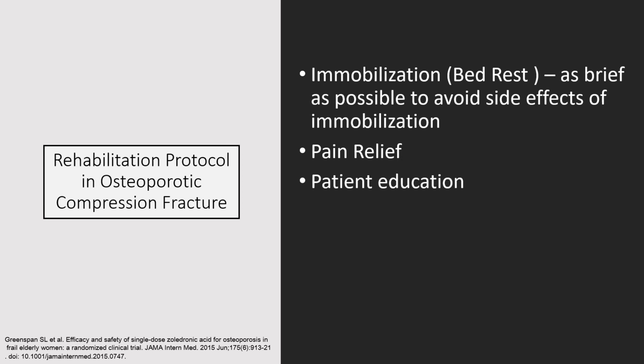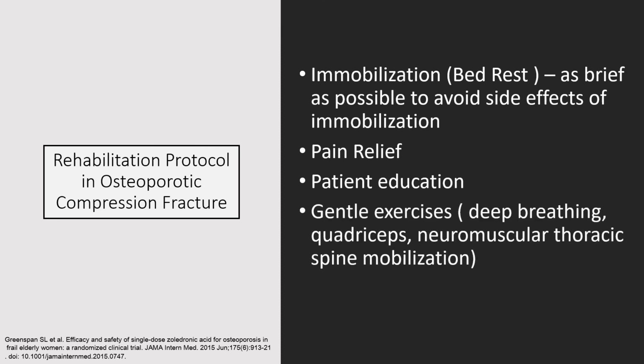Then you have to do patient education and tell them why this happened, what they can do to reduce their future risk for osteoporosis, and what the different treatment options available to them are. Even if the patient is immobilized and unable to move around, you can always advise certain exercises that can be easily done by any patient of any age, even lying in bed with an osteoporotic fracture. These include gentle exercises like deep breathing exercises, quadriceps exercises, and neuromuscular thoracic spine mobilization without putting much pressure on the diseased or fractured segment.